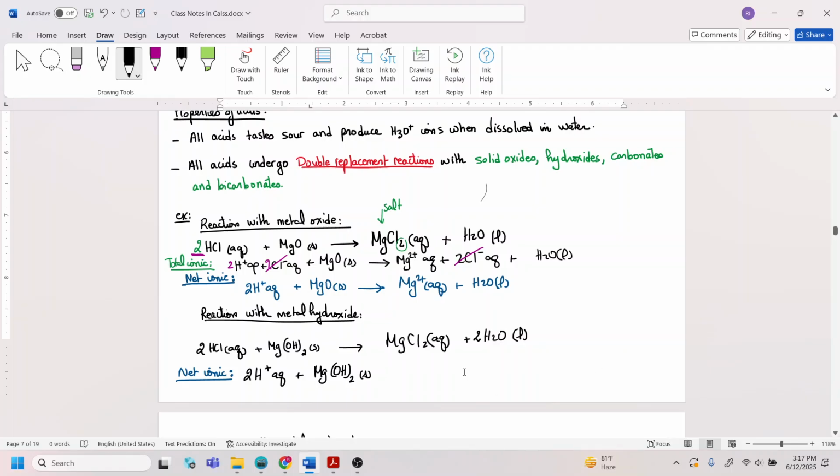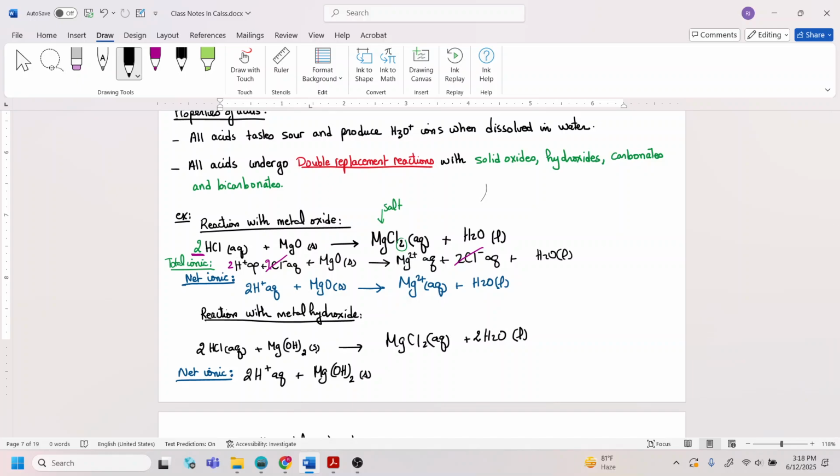You can go to the solubility table from an earlier chapter and figure out the solubility for metal hydroxides. You're going to see that magnesium hydroxides are always solids.